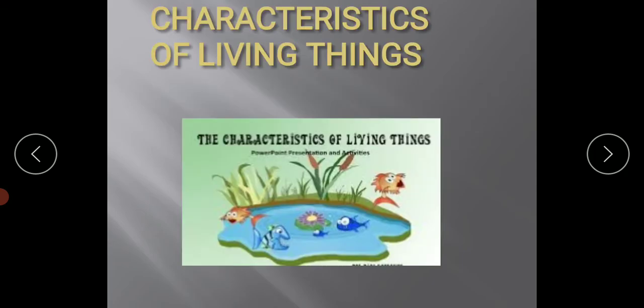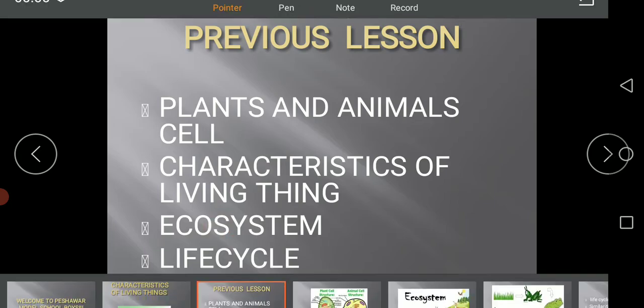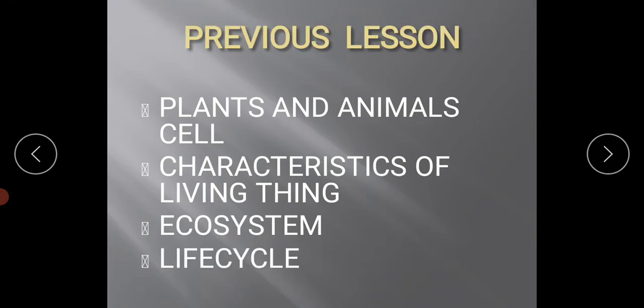Unit 4, Characteristics of Living Things. This was the unit which we have studied. Our unit was about discussing the plants and animals: cell, characteristics of living things, and ecosystem, in which we discuss the food chain and the life cycle of fish and frog.